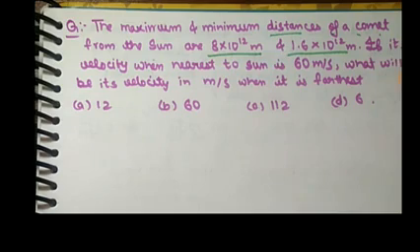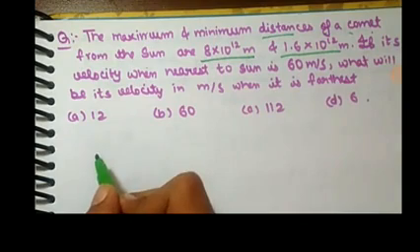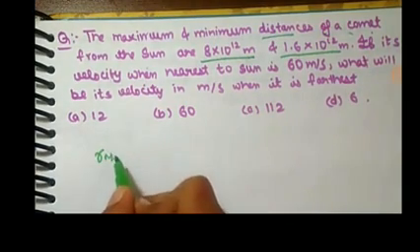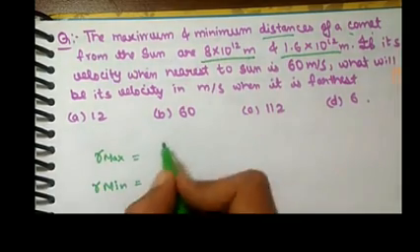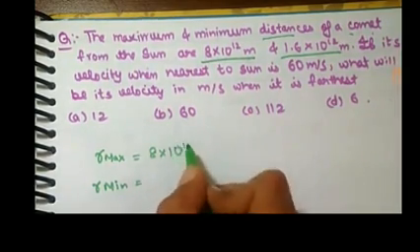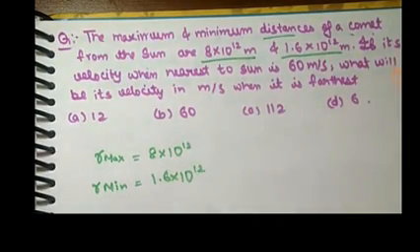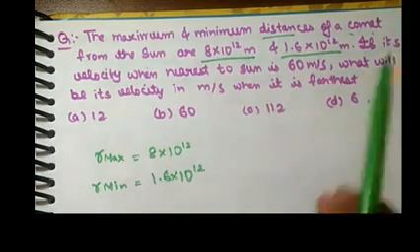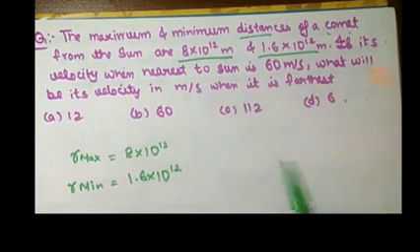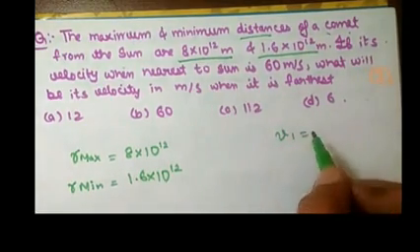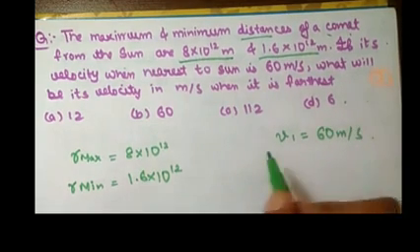So here in this question, we are provided with maximum and minimum distances. So distance maximum and distance minimum is equal to 8 into 10 raised to the power 12 and 1.6 into 10 raised to the power 12 respectively. This is the information given to us. Now it is saying that its velocity when nearest to the sun is 60 meter per second, so v1 when it is nearest will be 60 meter per second.